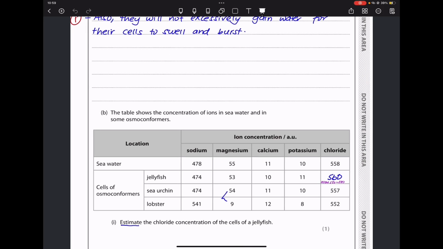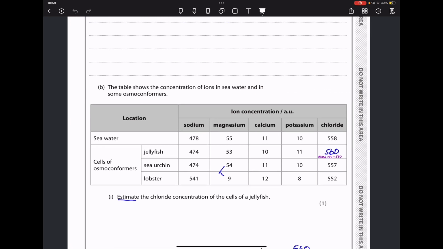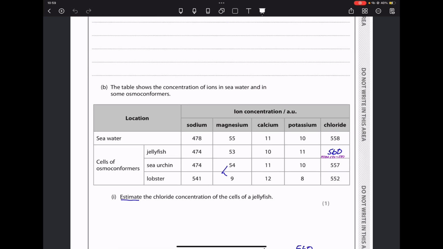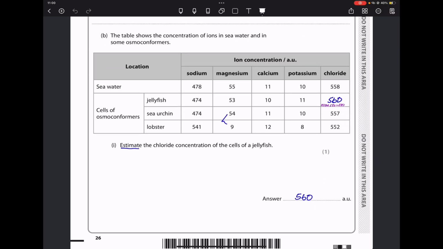In part B, the table shows the concentration of ions in seawater and in some osmoconformers. So we see the seawater concentration and then that in the cells of osmoconformers. We see they have different concentrations of the different ions. So the first question said estimate the chloride concentration of the cells in jellyfish. My estimation was 560, but 550 to 580 is acceptable.